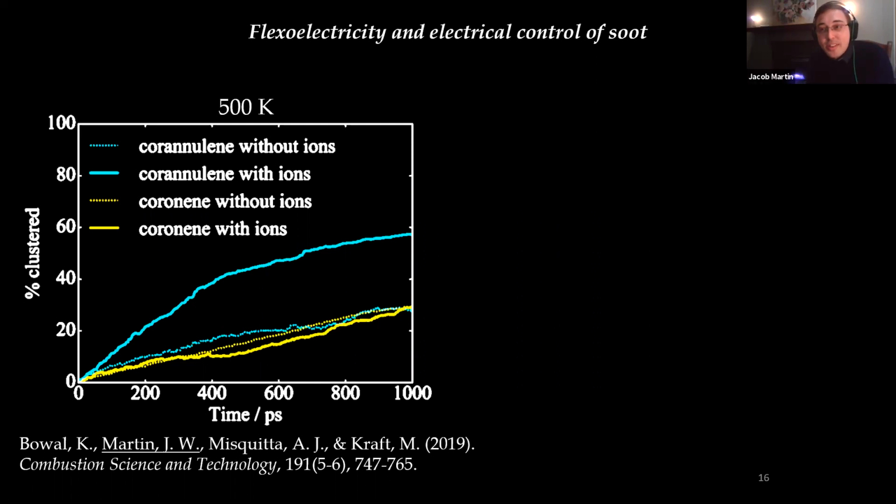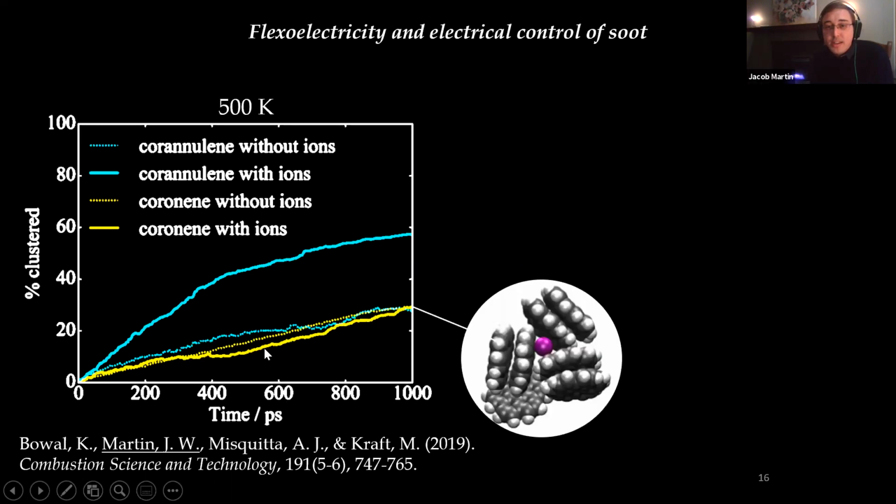So working with Kimberly Bowell, a PhD student in the computational modeling group, we were able to develop a force field that allows us in the computer to simulate the way in which different molecules cluster. We're interested in corannulene, which is a curved molecule, and coronene, which is a flat molecule. You can see the yellow line here indicates the clustering rate for coronene with and without ions. And we found that there was basically no influence of having charged species present in the simulation. So the dashed line without ions is very similar to the filled line with ions.